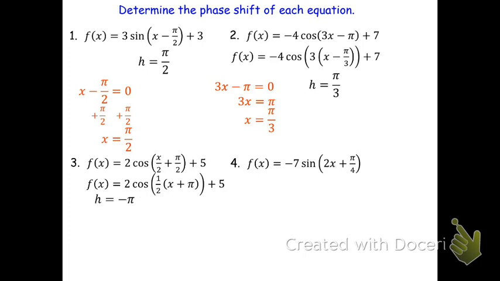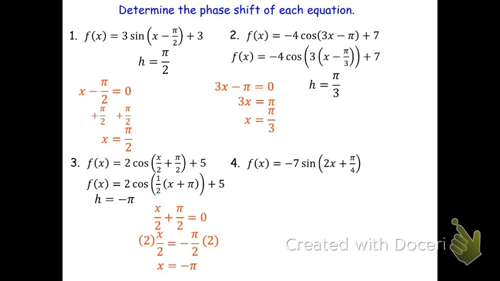Now if instead I set it equal to 0, here I got x over 2 plus pi over 2 equals 0. I'd start by moving the pi over 2 to the other side. So if I subtract pi over 2 from both sides, I get x over 2 equals negative pi over 2. I can then multiply both sides by 2 to isolate x, in which case I get x equals negative pi. And this matches what I saw above. The horizontal or phase shift is negative pi.